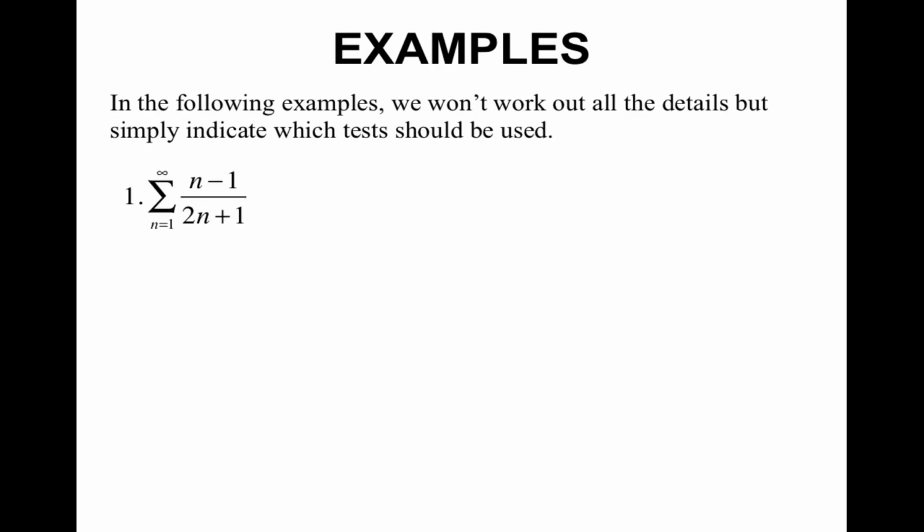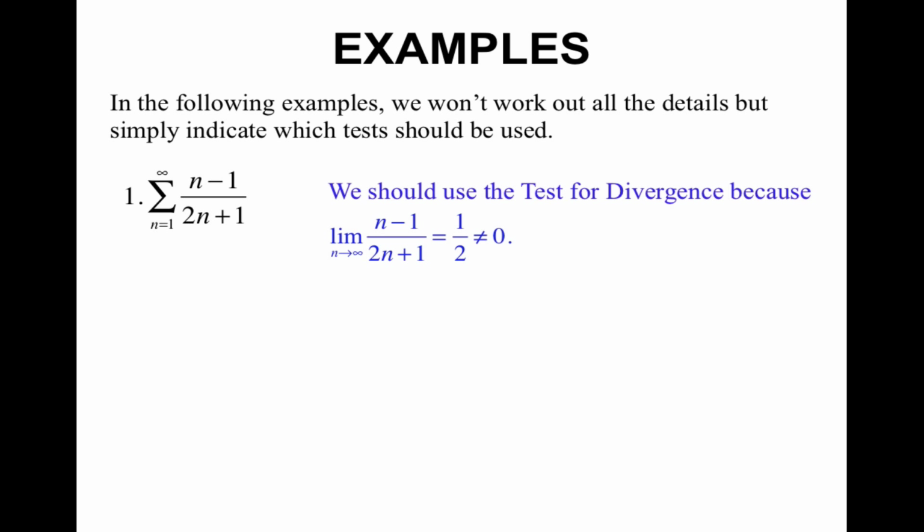So here's our first series, where the sequence is (n minus 1) over (2n plus 1). Now we would want to use the test for divergence, because if I take the limit as n approaches infinity, I would get 1/2, which doesn't equal 0. Therefore, this series would diverge.